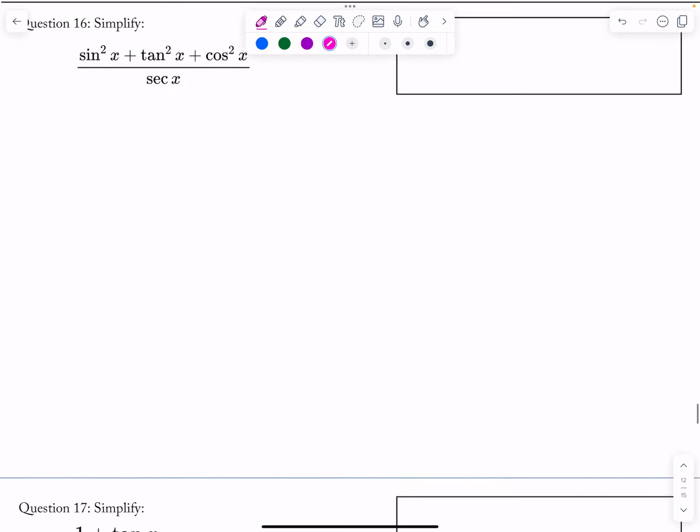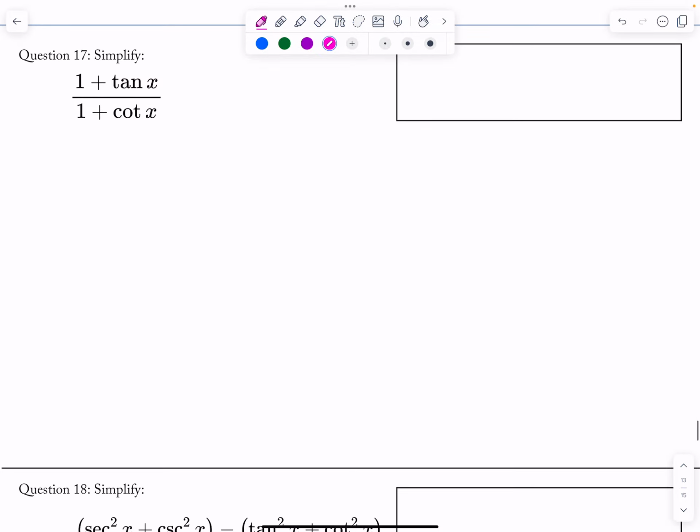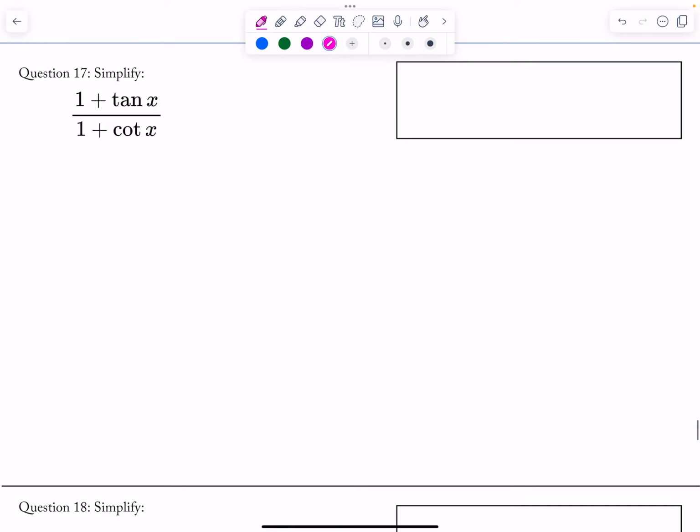All right, 16 isn't even. Jump to 17. Ooh, getting a little bit tricky. Okay, so they're not squared, so you can't really do any identities. Really, at this point, to try to simplify this, the only thing I can think about doing is changing everybody into sines and cosines. So I have 1 plus sine of x over cosine of x. And this 1 is over 1.